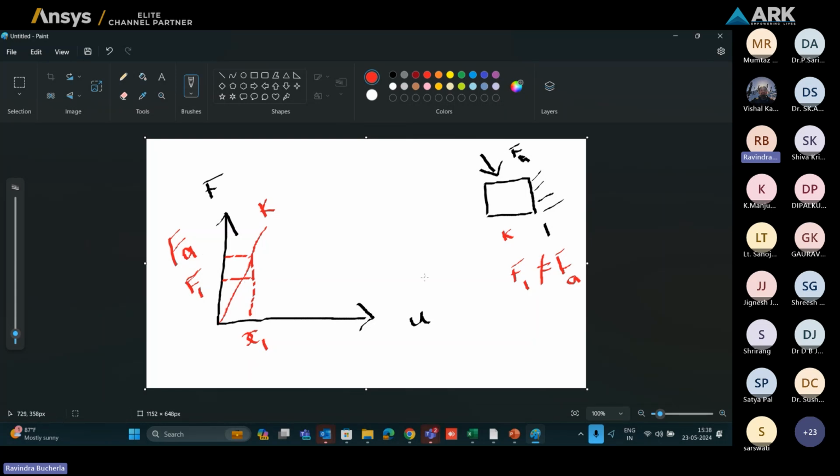And again, based upon this force, we will calculate the stiffness. Let's suppose this is the stiffness that we get. So in this, let's suppose this is K1, and let's take this as K2.